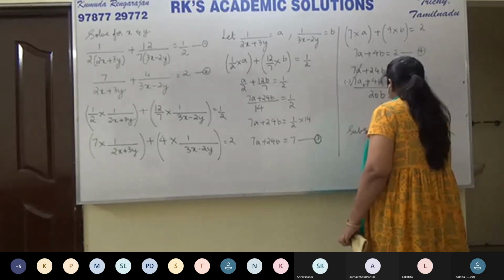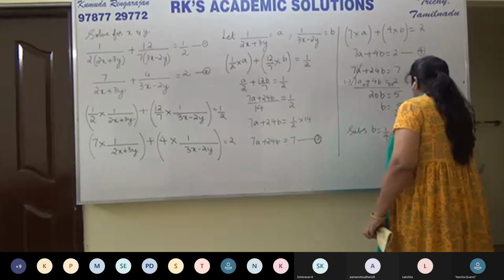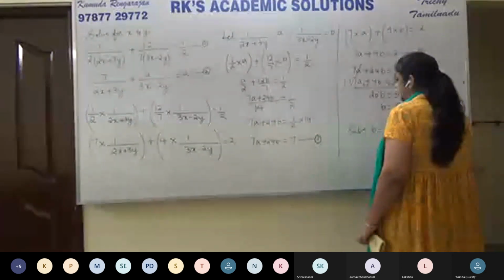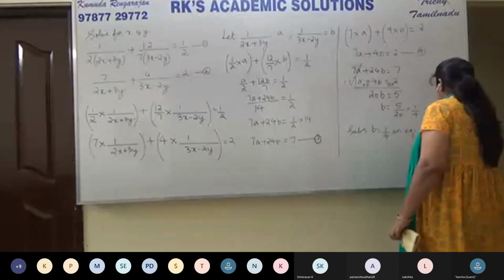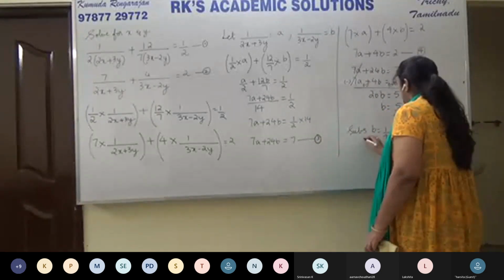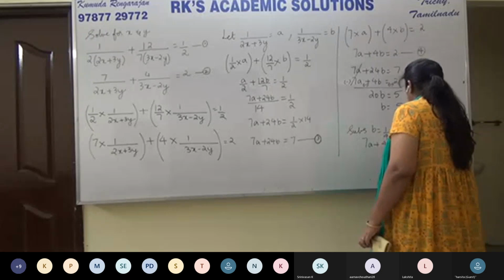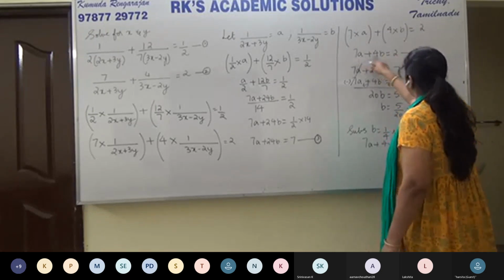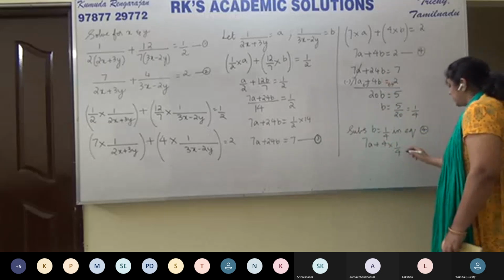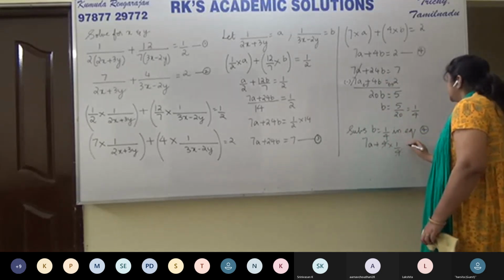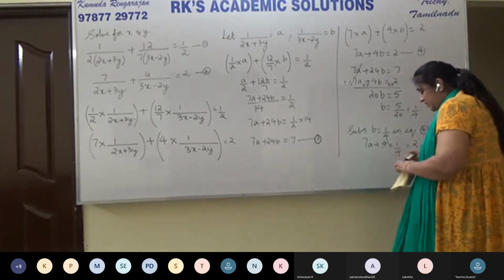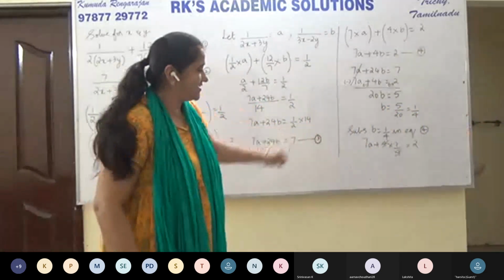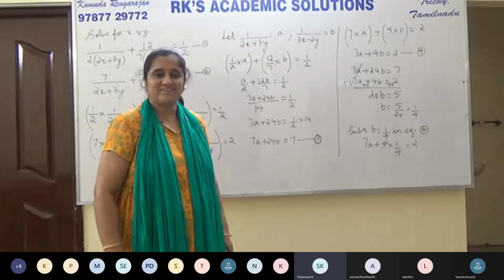Substitute b is equal to 1 by 4 in equation 3 or 4, whichever. Say equation 4. So 7a plus 4b, and 4 into 1 by 4 because b is 1 by 4, is equal to 2. Now tell me what's next. Now you will go wrong. Tell me what next. 7a plus 1 is equal to 2.